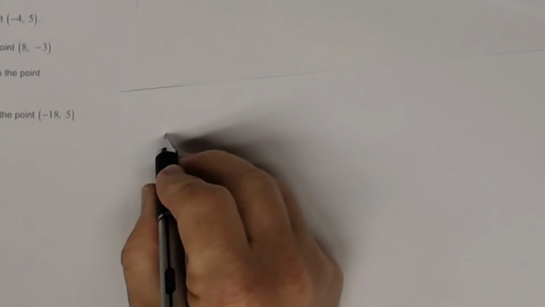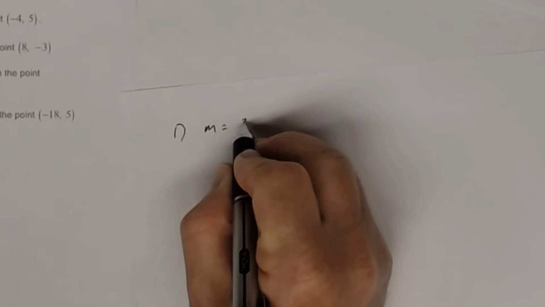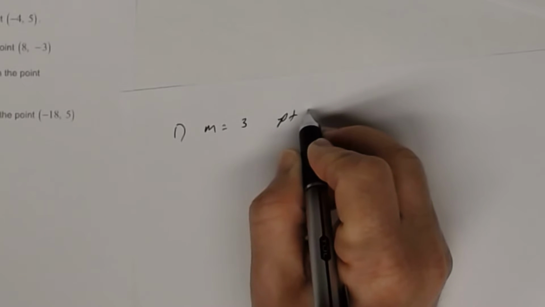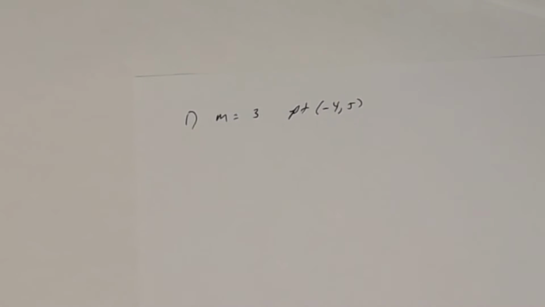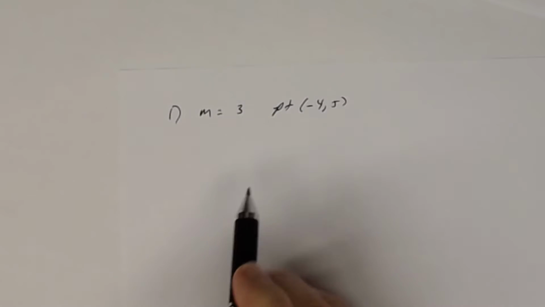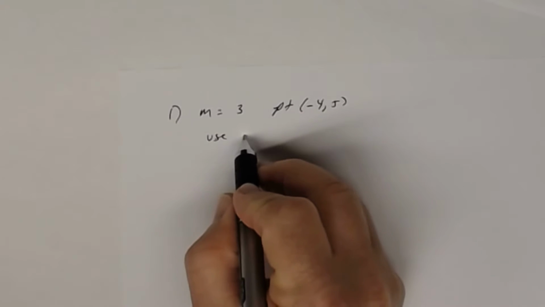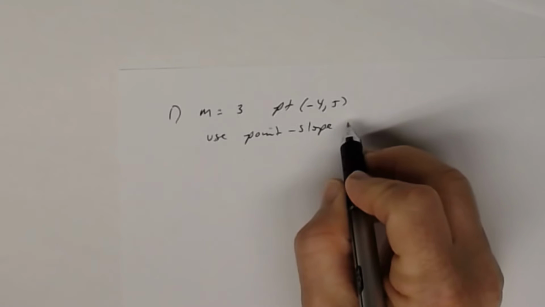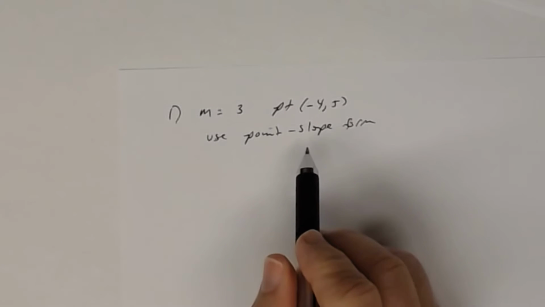So the first, let me go ahead and put this as number one. Remember, number one, the slope was 3, and the line contains the point, or goes through the point, (-4, 5). If you want to find the equation of a line that has this slope and contains this point, what we did in that lesson was we first of all used point-slope form. Point-slope form will help you to find the equation of a line.